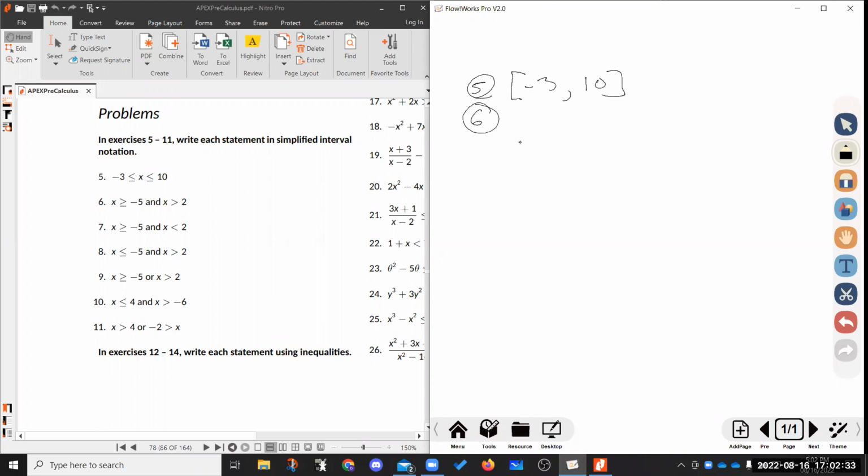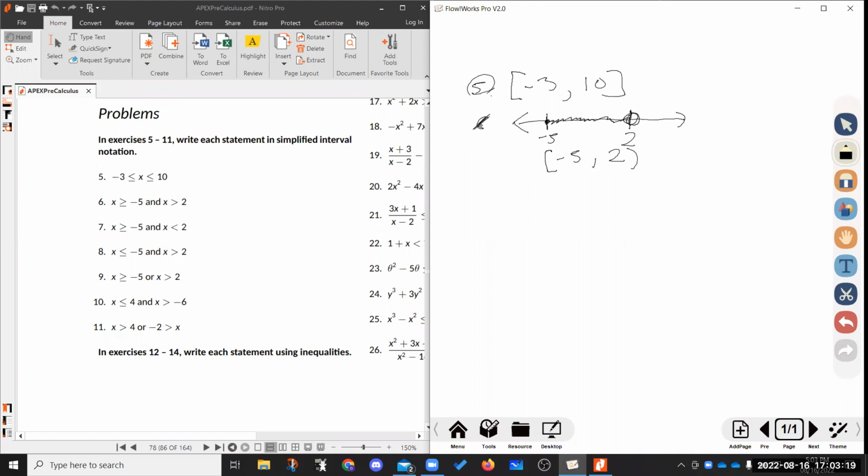Number 6. I'm going to start off with a number line here that says x is greater than or equal to -5, and x is less than 2. So less than, but not equal to. So that's going to give me an interval from -5 to 2, like that. Oh, I just did number 7 instead of number 6. So apologies.